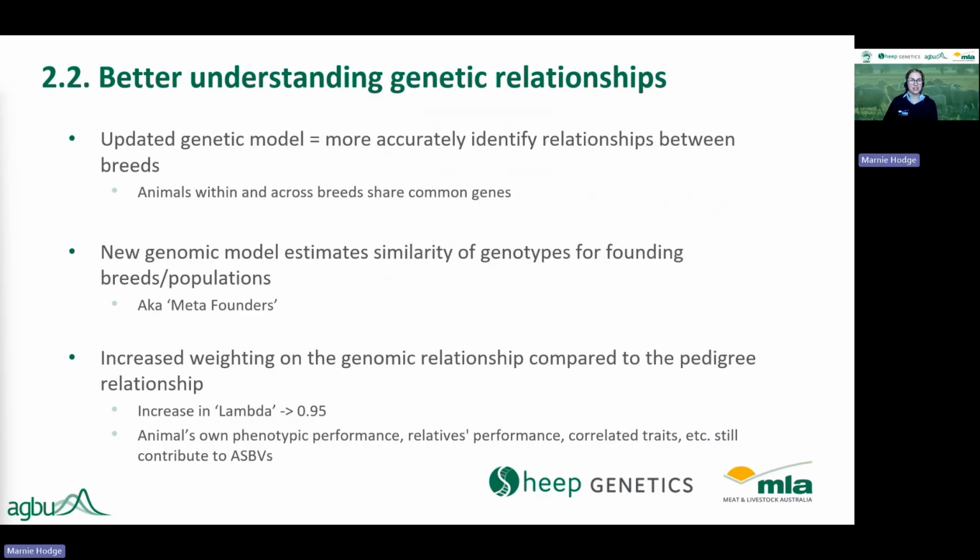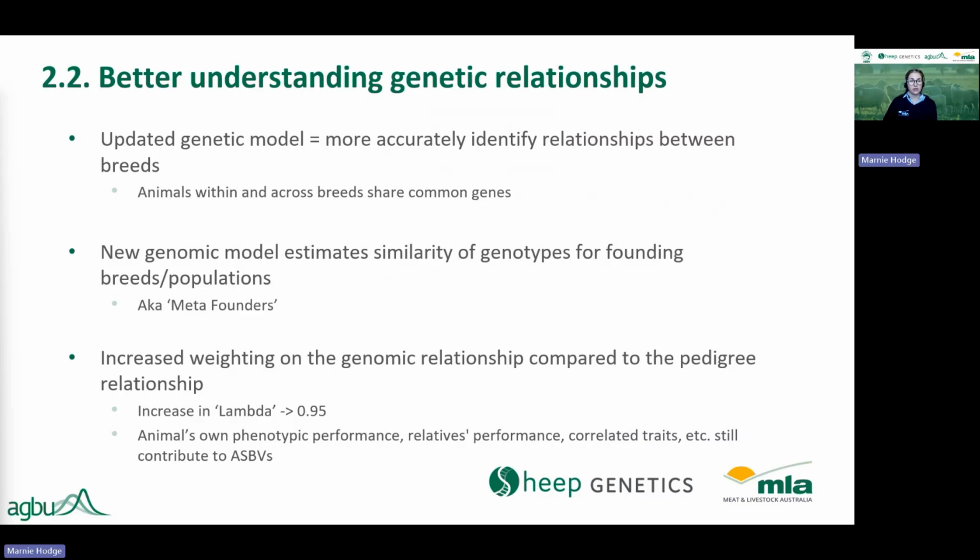Another update that we've made to better understand genetic relationships between animals is to increase the weighting on the genomic relationship compared to the pedigree relationship that we use in the analysis. This term is referred to as lambda, which means that we are placing more weighting on the genomic relationship, which is a more accurate relationship when we calculate breeding values. So for combined LAMBPLAN, we're increasing the weighting on the genomic relationship to 95%, which means that of the relationships that we calculate between animals, 95% of that will come from the genotype, where an animal has a genotype.